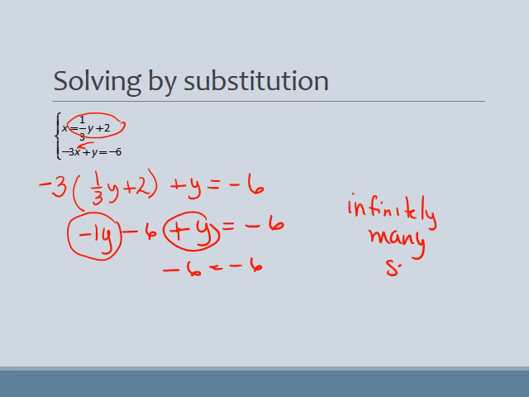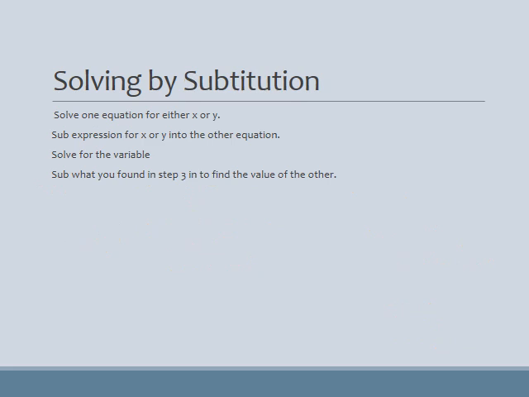And I'm okay with you guys abbreviating infinitely many solutions with IMS, infinitely many solutions. Now, if we solve this and the variables all disappear and we get a false statement, then again, this would be no solution. Those lines would be parallel if you were to graph them. In this case here, the lines would be the same thing if we graph them.